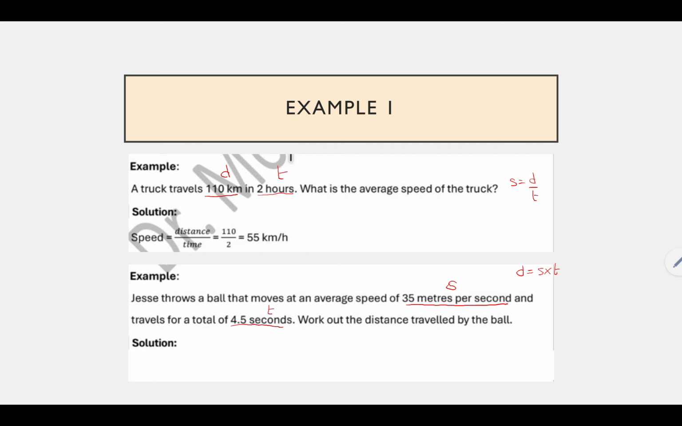Remember, I have to look at the units because it will tell me what unit I will put my distance in. Is it in kilometers or meters? Speed here was meters per second, and the time was already in seconds. So my distance will obviously be in meters. So let's calculate using the numbers given. Distance is speed times time, so that's 35 times 4.5 equals 157.5 meters.